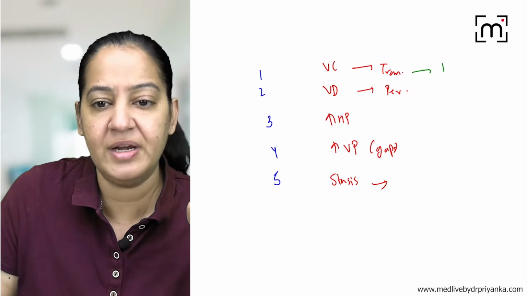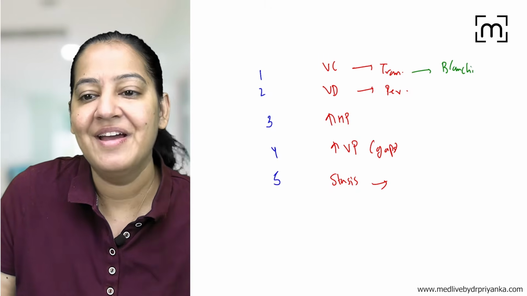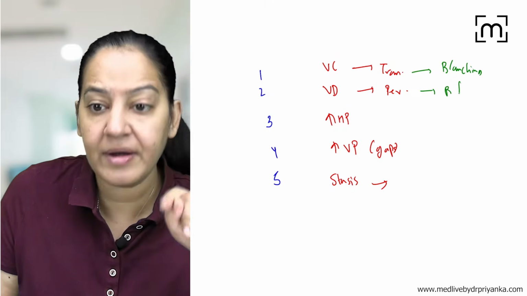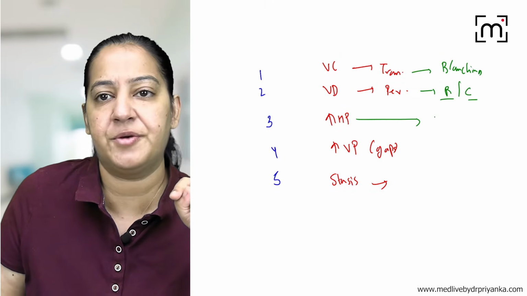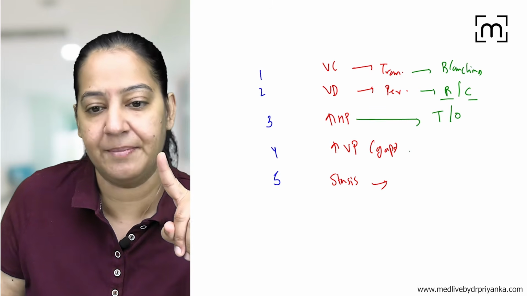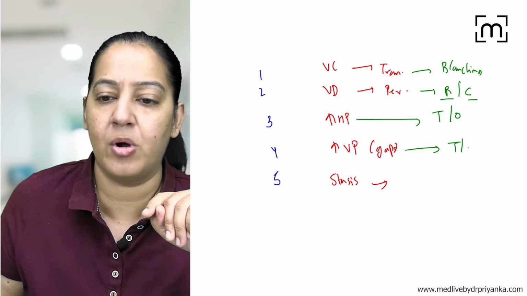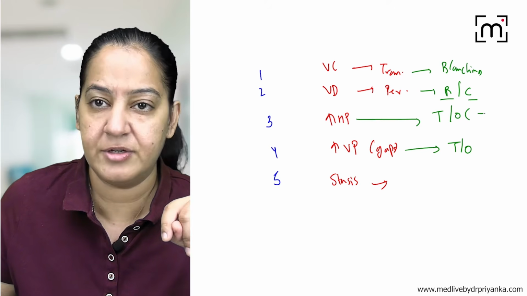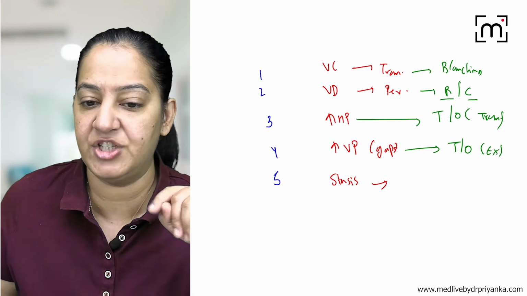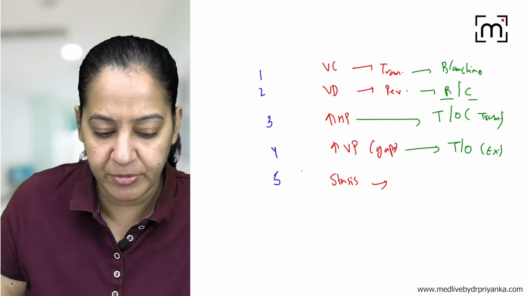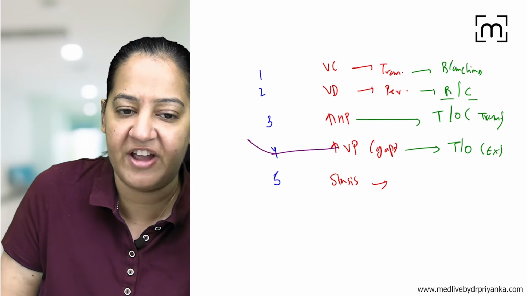The vasoconstriction leads to blanching. Vasodilation leads to rubor and calor, redness and increased temperature. Increased hydrostatic pressure leads to tumor, that is edema. This also leads to tumor or edema. But here the tumor is transudate in nature and here the edema is exudate in nature because the gaps are formed. Now for the formation of the gaps, I told you the 5 mechanisms.